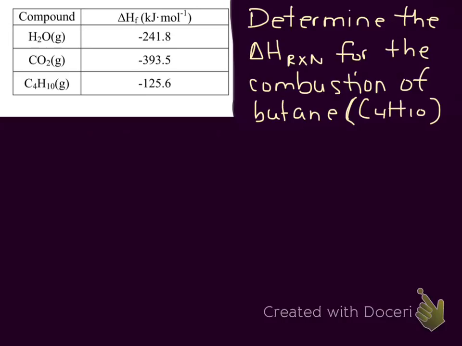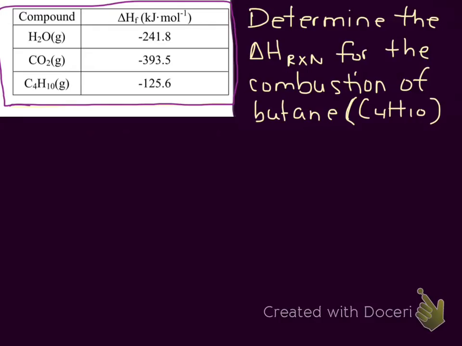In the problem, we're given a table of heats of formation. Now, in your notes, I gave you a heats of formation table that was a lot longer than this, but obviously we won't be able to see if I put the whole thing on here, so I shortened it just to the ones that we're going to need. You can use the longer list for ones that you'll need for reactions that don't contain just these three things.